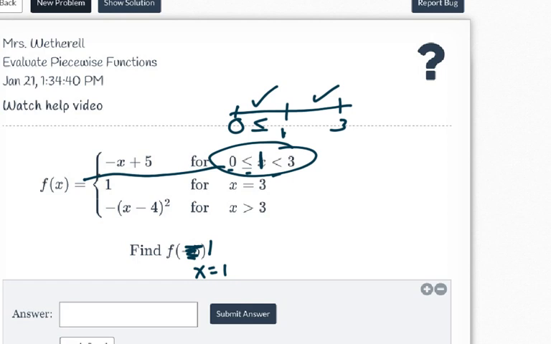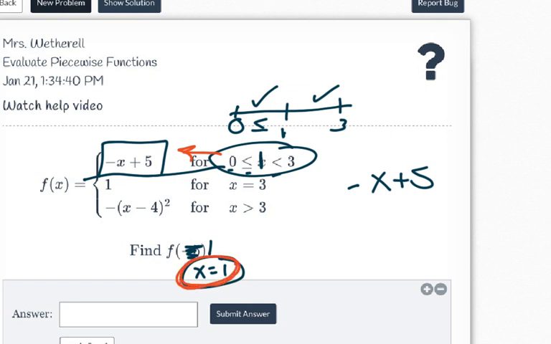So I would put my x value in here. I'm just going to copy this, negative x plus 5. That's the condition that's met. Now for x, I'm going to type in a positive 1. I can't ignore this. I bring it down. What is my x value? Positive 1 plus 5. So your answer would be 4.